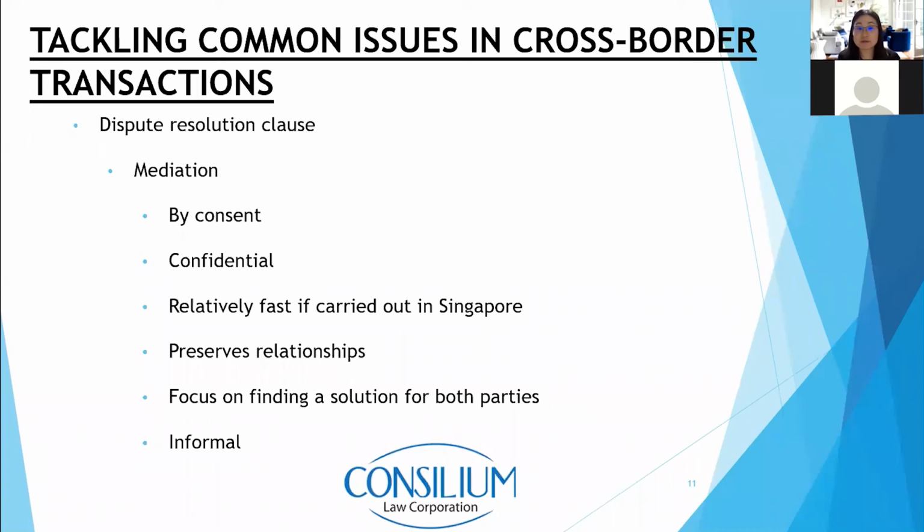The next type of dispute resolution clause is the mediation clause. Mediation is a good way of resolving disputes if you want to preserve the relationship between the parties. And why do I say that? It is because it is informal and it focuses on finding a solution for both parties that may not be based on the way the matter would be heard by a judge or by an arbitrator. It's not based on legal outcomes. It is also confidential and relatively fast. Some mediations take half a day to a day, which means that you can save the cost that you would otherwise spend on litigation or arbitration, and you can get your dispute resolved quickly.